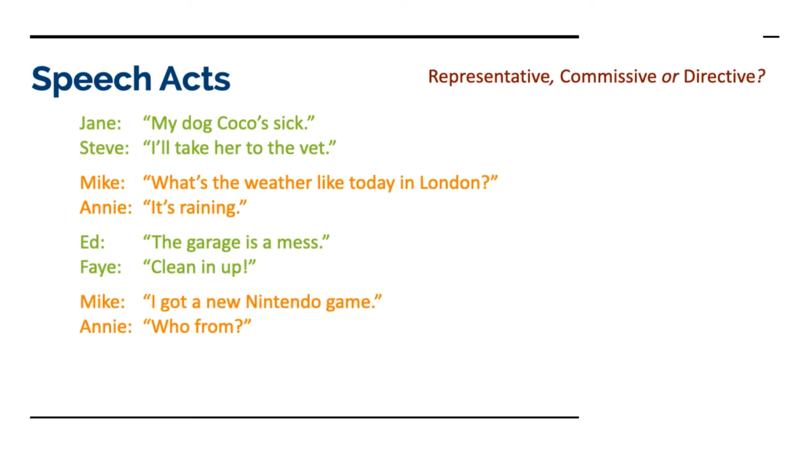Again, Mike and Annie. "I got a new Nintendo game." "Who from?" Is "who from" representative, commissive, or directive? Jane and Steve. "You've thrown away the newspaper." "I'm sorry." Is Steve's utterance, "I'm sorry," representative, commissive, or directive? Why don't you pause the video for a moment and think these through to decide which speech act type you think each of the second part of these conversations is.